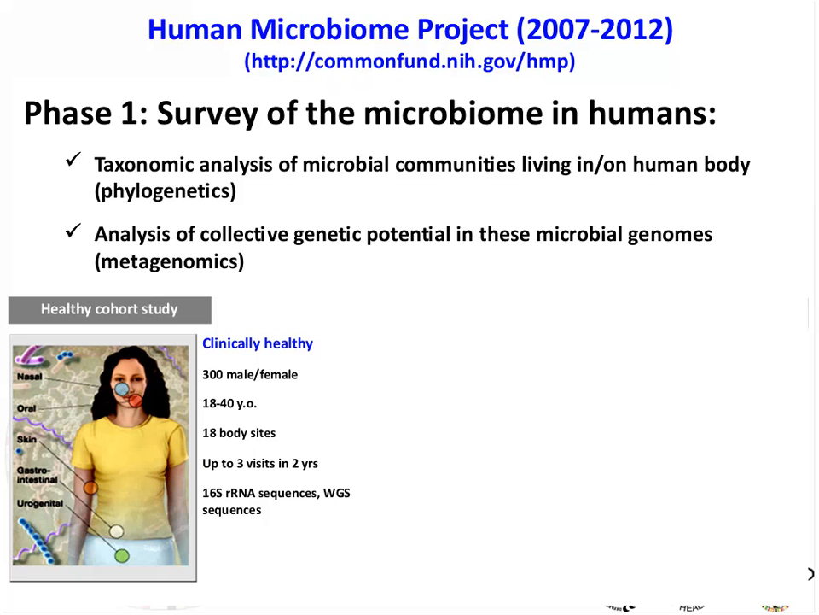They could not be taking antibiotics. They could not be taking probiotics. They could not be taking immunomodulators. There were all kinds of criteria that were set up to make sure we were really sampling a so-called healthy population. They were tracked over 2 years.